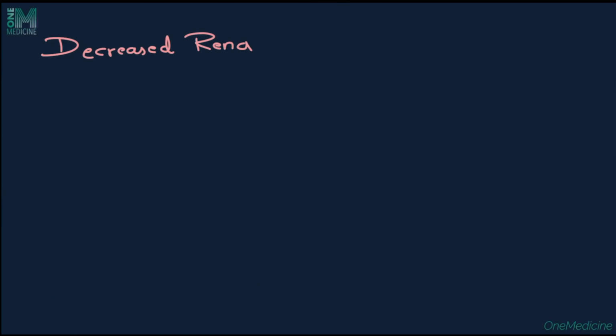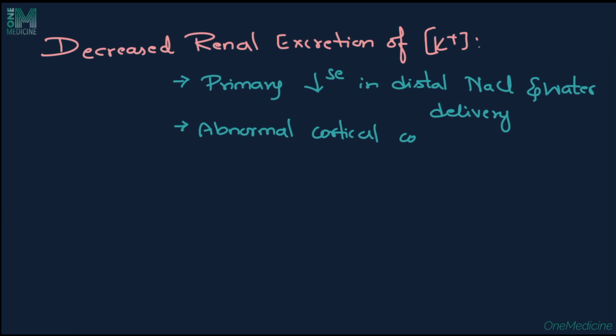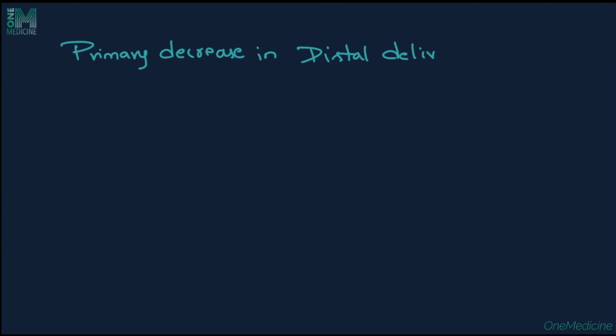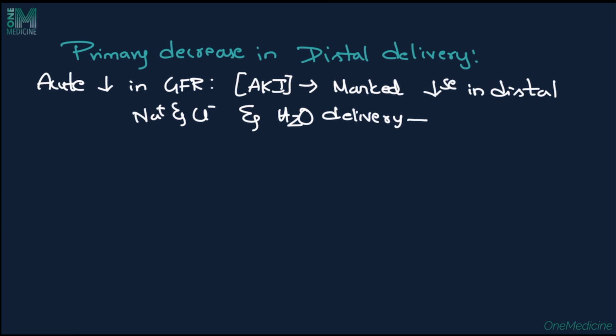Decreased renal excretion of potassium. This can occur because of a primary decrease in the distal delivery of the salt and water, or an abnormal cortical collecting duct function, and a primary decrease in mineralocorticoid levels. Primary decrease in distal delivery. Acute decreases in glomerular filtration rate that occurs in acute kidney injury lead to marked decreases in distal delivery of salt and water that may secondarily decrease distal potassium secretion.